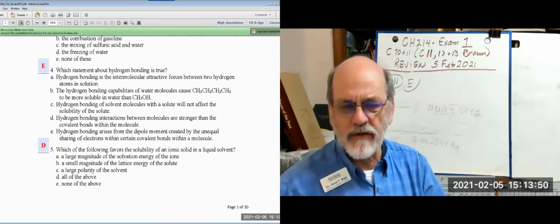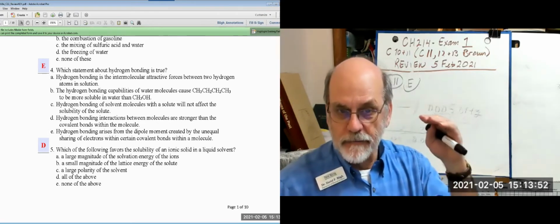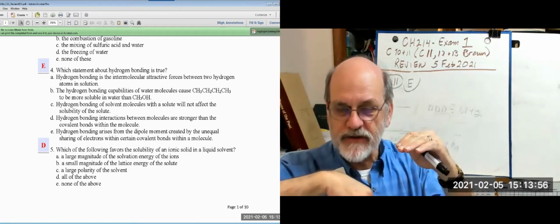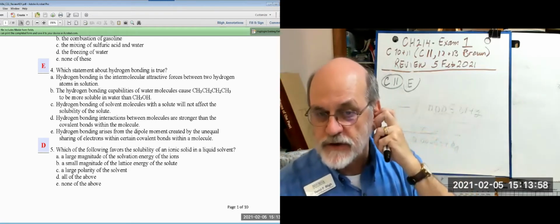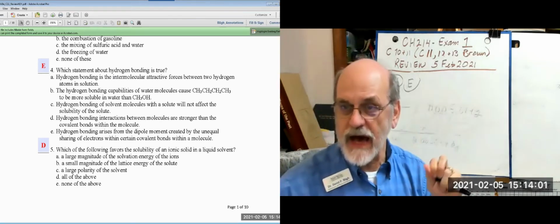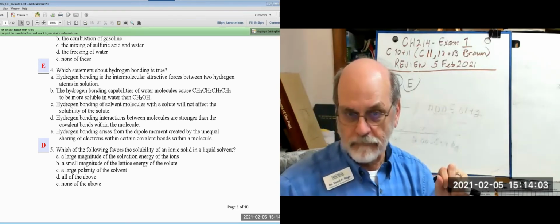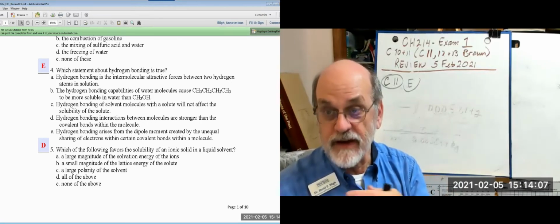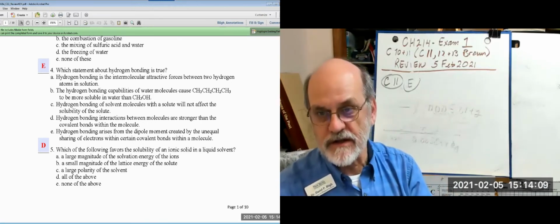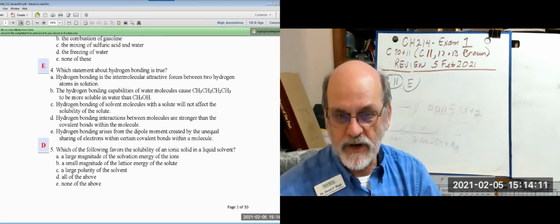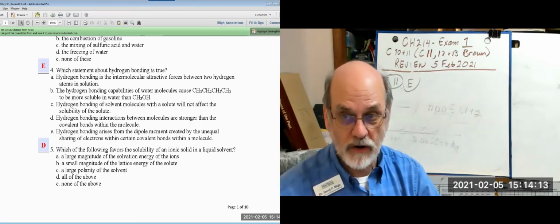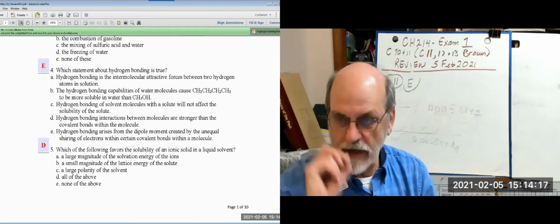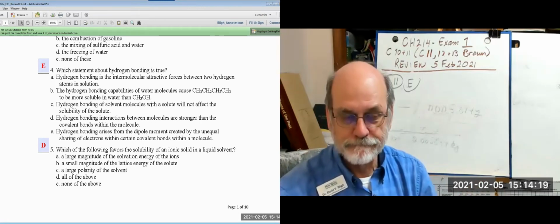Hydrogen bonding of solvent molecules with a solute will not affect the solubility. That's false on its face. If you've got hydrogen bonding capabilities, an increase in hydrogen bonding or the availability will increase the solubility of the solute because the forces of attraction are much stronger than for other types of polar interactions.